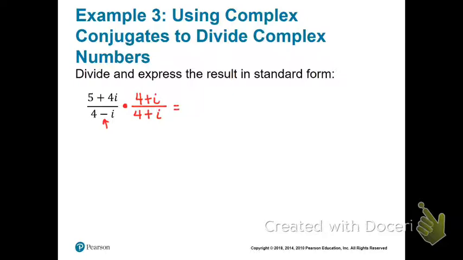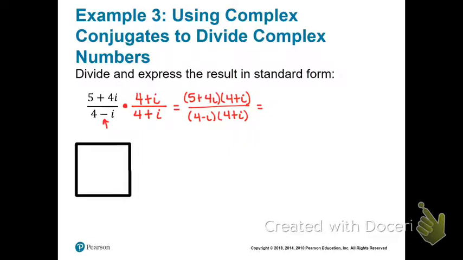Now, we're going to multiply. So on top, we got 5 plus 4i times 4 plus i. And on bottom, we got 4 minus i times 4 plus i. So we're going to get to do FOIL on the numerator and the denominator here. Or we're going to use our boxes. So I'm going to do a box for the numerator first. It's a 2 by 2. So I have 5 plus 4i, and I have 4 plus i.